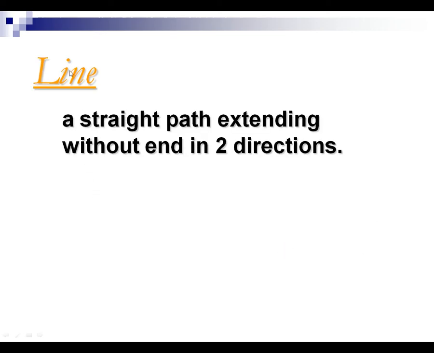So what about if you have a line? It's a straight path extending without end in two directions. If you have this line right here, do you remember? Think about it. How do you label that? If you have line RT, you put the RT and then you draw the line over top and make sure you put the arrows on both sides.